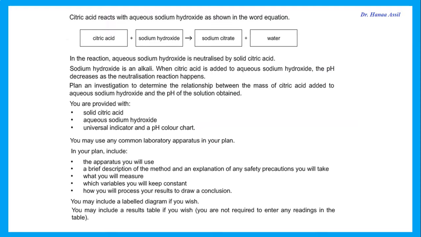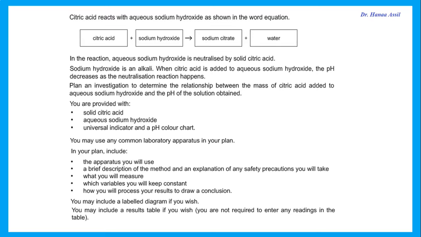Okay. Another question. Citric acid reacts with aqueous sodium hydroxide as shown in the word equation. In the reaction, aqueous sodium hydroxide is neutralized by solid citric acid. So we have sodium hydroxide is an alkali, a solution. When citric acid is added, the pH decreases. Now plan an investigation to determine what? The relationship between mass of citric acid added to the aqueous sodium hydroxide and the pH obtained.